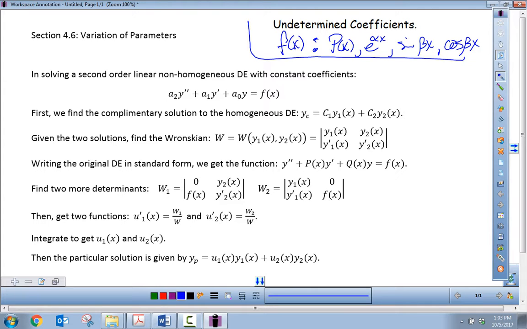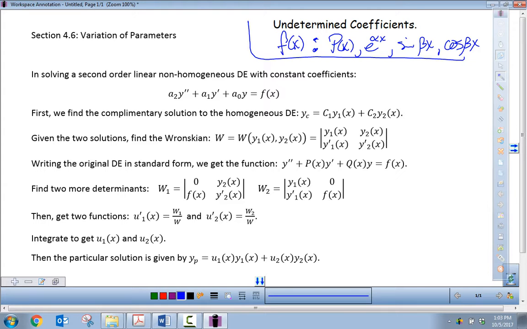So we're going to use another technique called variation of parameters. The reason we're not initially using variation of parameters is because it's a little bit more complicated, involves a little bit more theory, and a little bit more computation. So if you have one of these functions for your non-homogeneous differential equation, you'd probably want to go with undetermined coefficients. If the right-hand side is not one of these four families of functions, then you might want to go to variation of parameters.